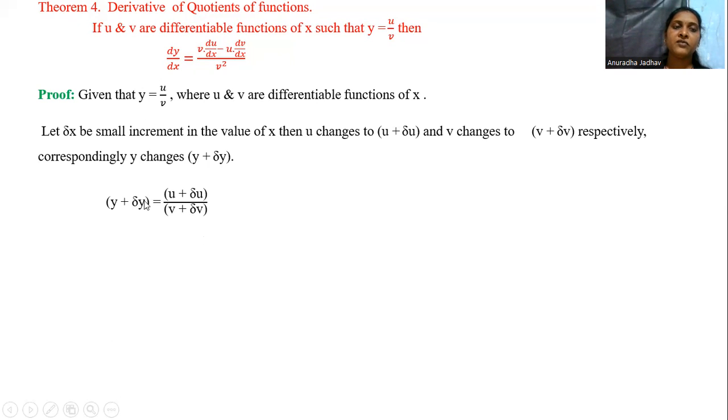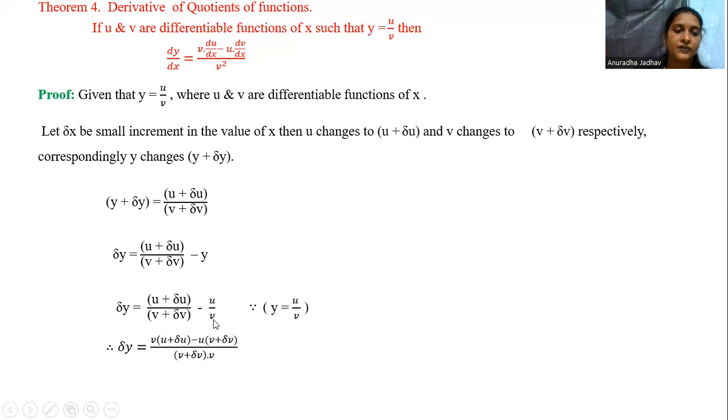Therefore, we write the given function y plus delta y is equal to u plus delta u upon v plus delta v. Shift y on the right hand side, that is minus y. Then put the value of y is u upon v. Then take the cross multiplication of these two functions. v into u plus delta u minus u into v plus delta v divided by v into bracket v plus delta v. Then multiply by v inside the bracket, multiply by minus u inside the bracket.